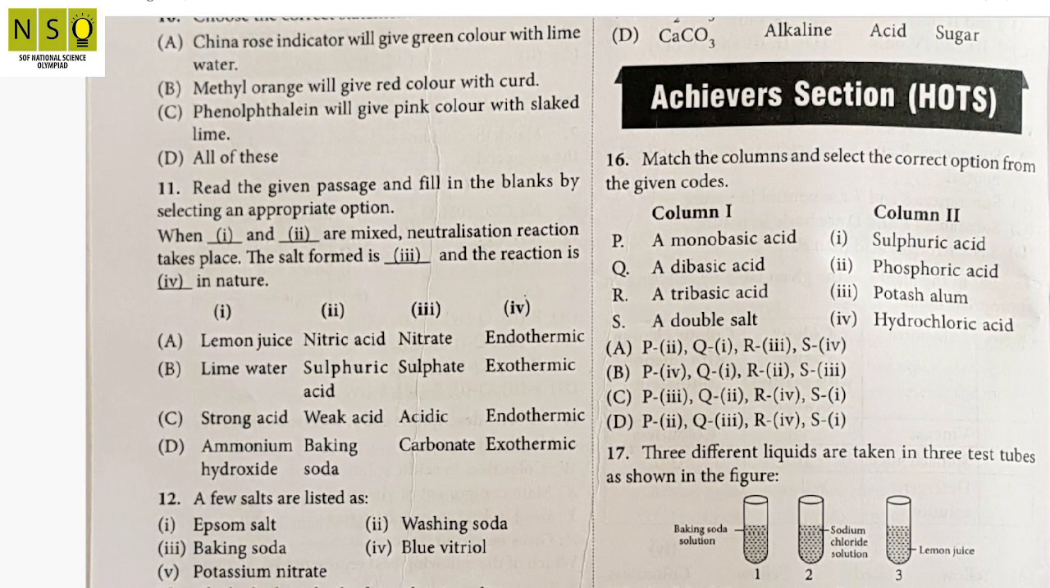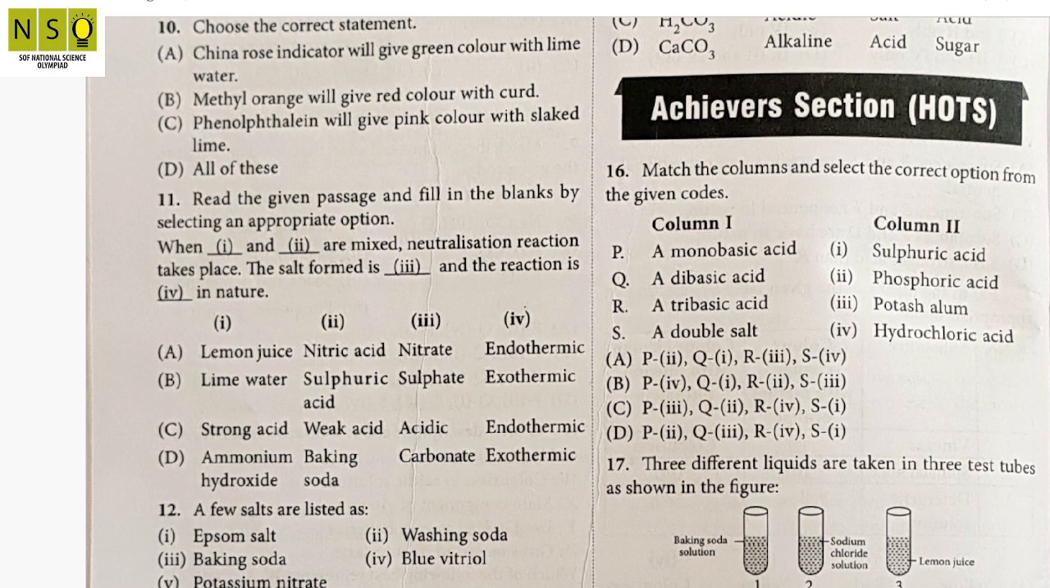In 10th question we have to choose the correct statement. What is the correct statement? China rose indicator will give green color with lime water. Yes. Okay. Methyl orange will give red color with curd. Yes. Phenolphthalein will give pink color with slake lime. Yes, these are correct. So it says all of these are correct.